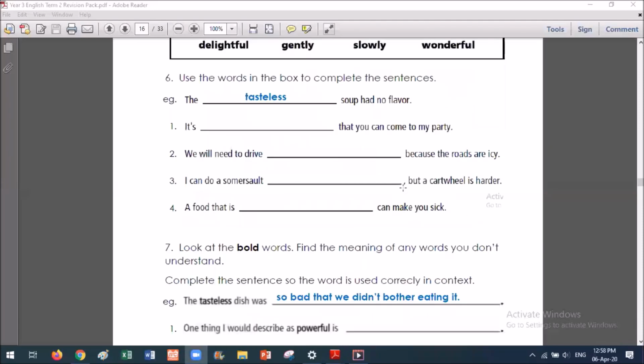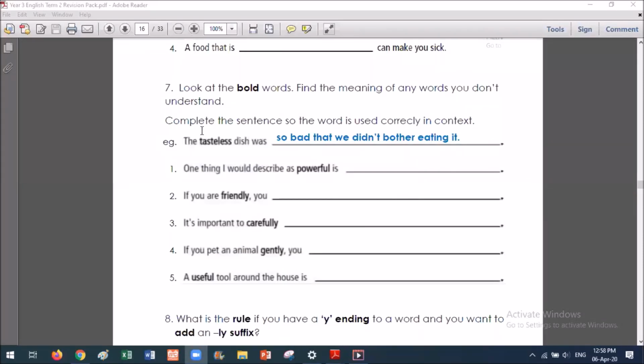Now, the next thing we're going to do is look at the words in bold. The bold words we can see are here: tasteless, powerful, friendly. We need to make sure that we are using these words to write the sentence in context, which means that we have to write the words correctly into the sentences. For example, the tasteless dish was so bad that we didn't bother eating it.